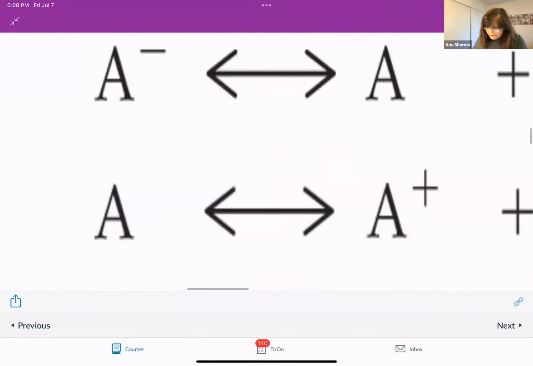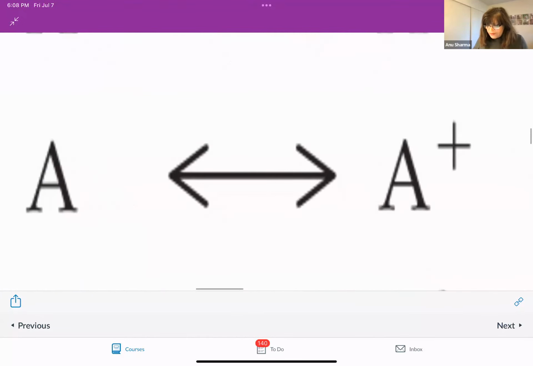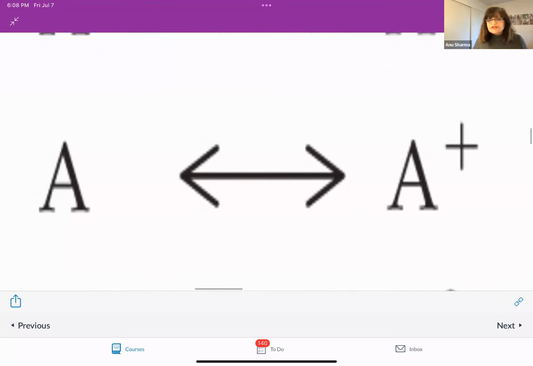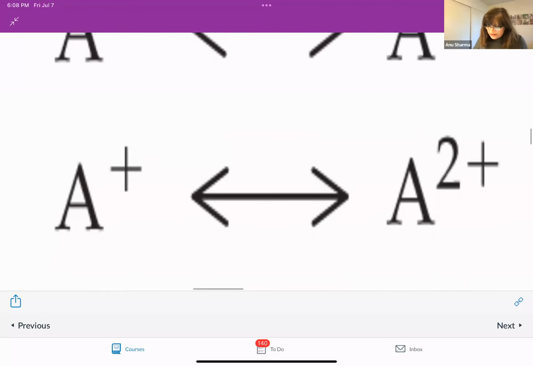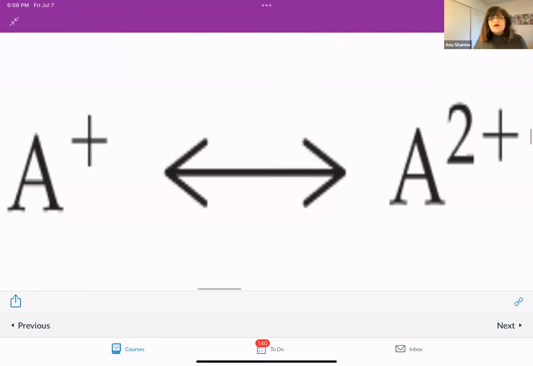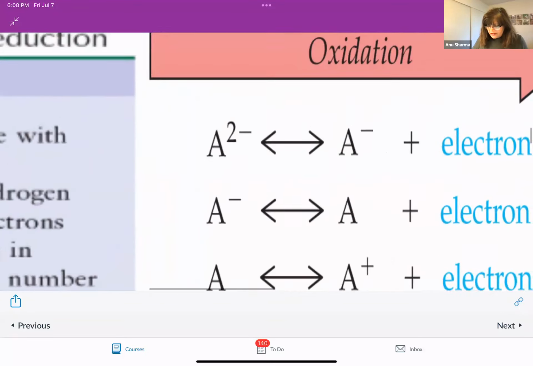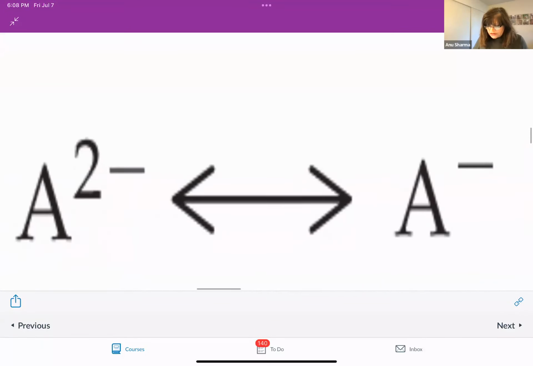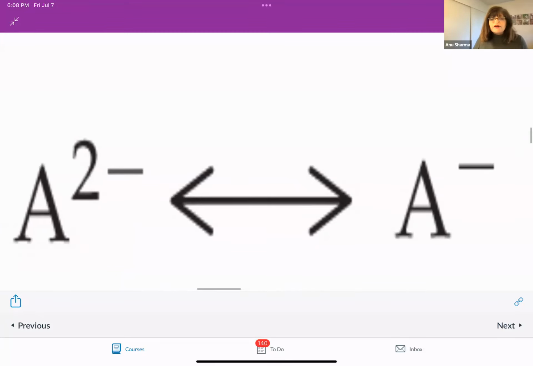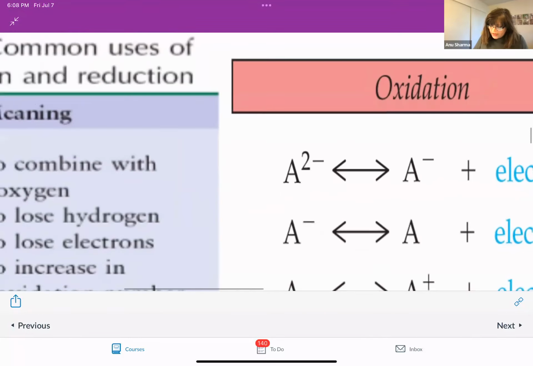Similarly, going from a neutral state to a positive state is oxidation, but going from a positive state to a neutral state is reduction. Same is the case here. Increase in the positive charges is oxidation, but decrease in the positive charges is reduction. And here, when the negative charges are reduced, or there are fewer negative charges, that means oxidation. But if there is an increase in the negative charges, on the opposite end, it is reduction. Okay, so this is given to you.